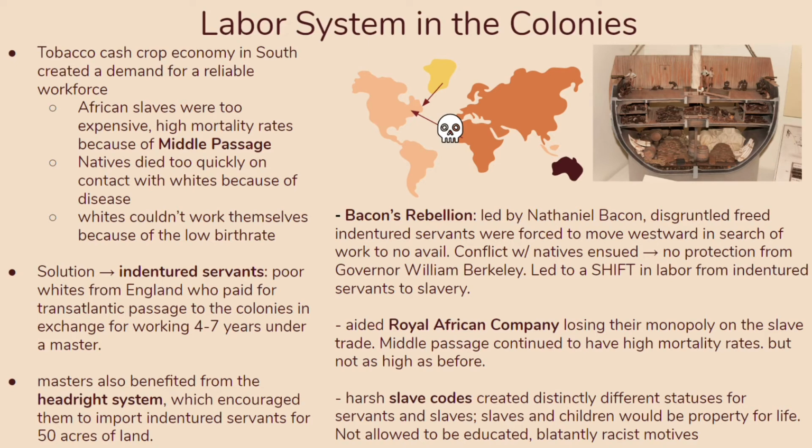For example, slaves and their children would be property for the rest of their life. They weren't allowed to be educated, really just stripped of very fundamental rights. And these were blatantly racist motives. To some extent, it could be argued that they were for controlling the slaves and making sure that they didn't escape or run away or what have you. But some of these were just blatantly white superiority, white supremacy, nothing having to do with the fact of controlling the slave. It's really just for the whites to feel as though they were superior to the slaves.